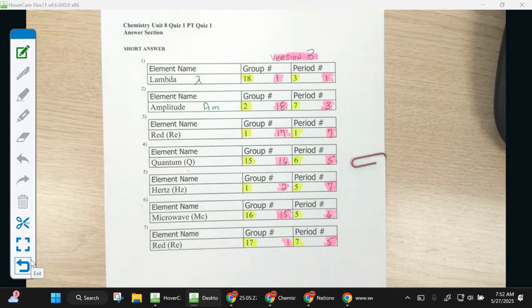Clue number 4, the element that is a +3 ion is in the same period as the number of electrons that fill the p orientations. 6 electrons fill the p orientations in an atom that is named for a bundle of electromagnetic energy. So a quantum is a bundle of electromagnetic energy. -3 family is group 15, and there are 6 electrons that fill the p orbital, so that would be period 6.